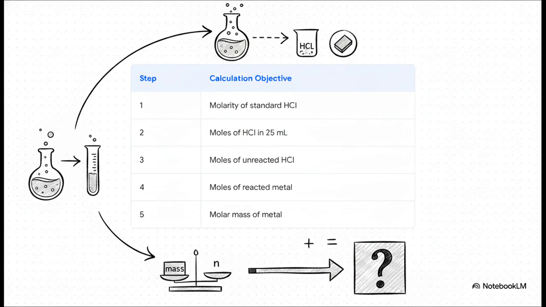Okay, this step-by-step logic trail shows exactly how we pull the whole shebang together. Steps 1 and 2 give us the total starting amount of our acid. Step 3 uses our back titration data to tell us how much acid survived. For step 4, we simply subtract the survivor acid from the total acid. Boom! That difference is exactly how much acid reacted. Then, using that 2-to-1 stoichiometric ratio from our earlier equation, we zero in on exactly how many moles of the metal were actually in the flask. Divide the original mass by those moles, and you've got your molar mass.